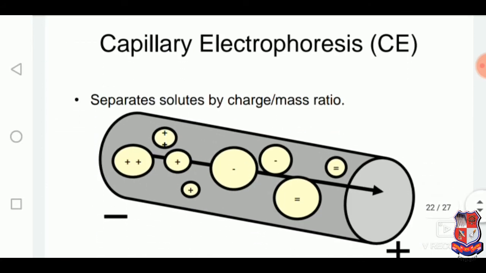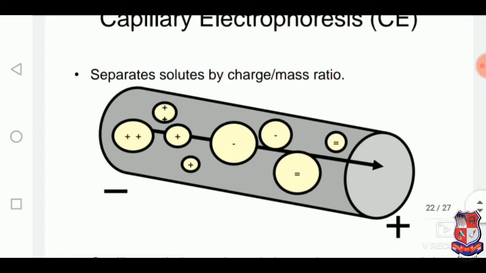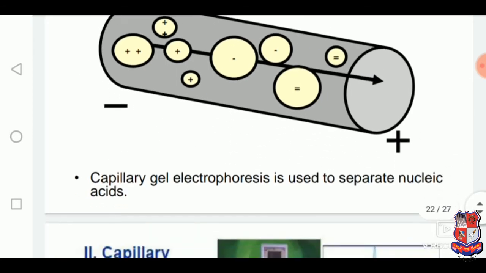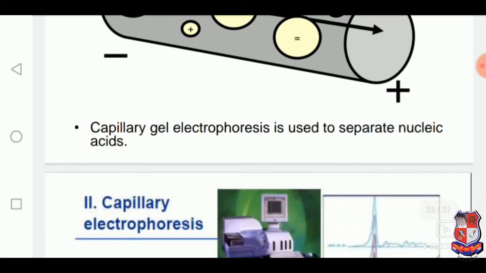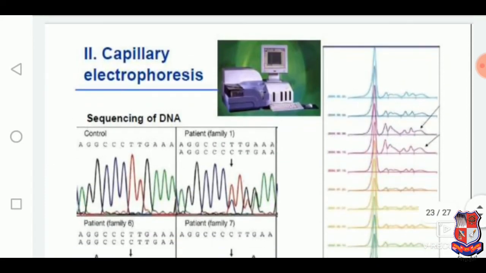The principle involved in capillary electrophoresis is generally separation by charge to mass ratio. So capillary electrophoresis is used to separate nucleic acids. This is the actual instrument, how it looks like.